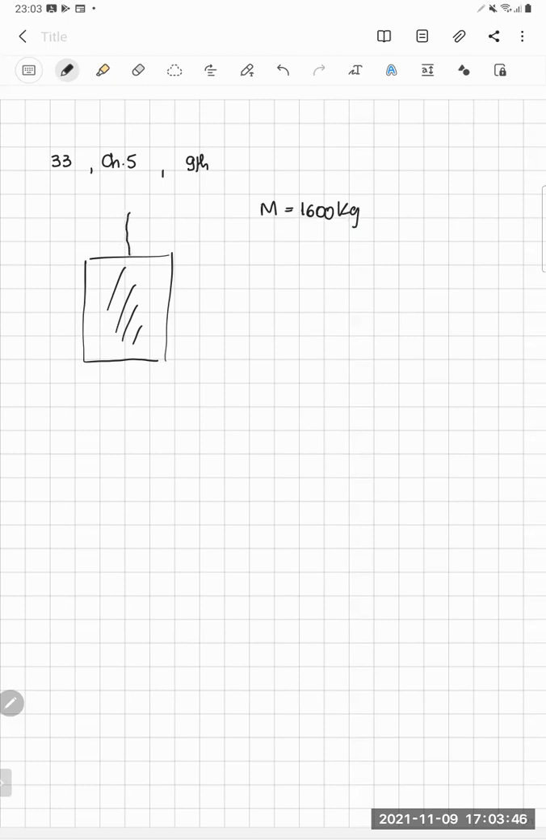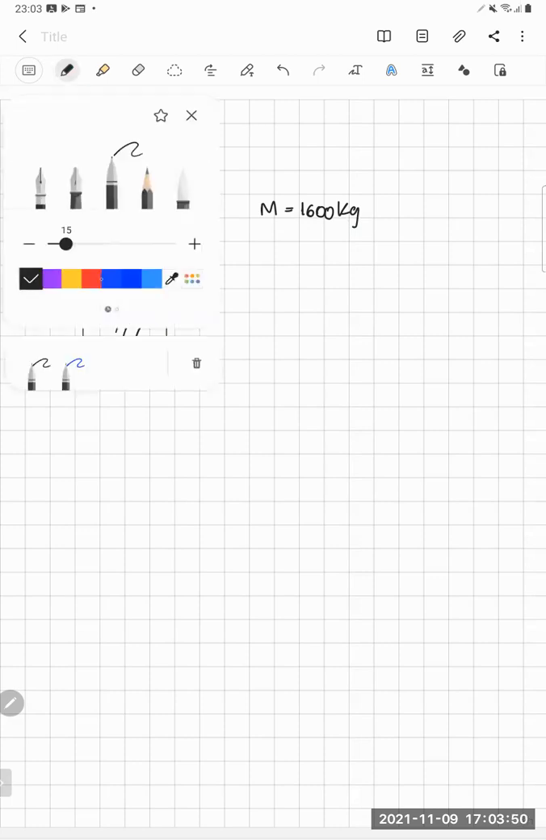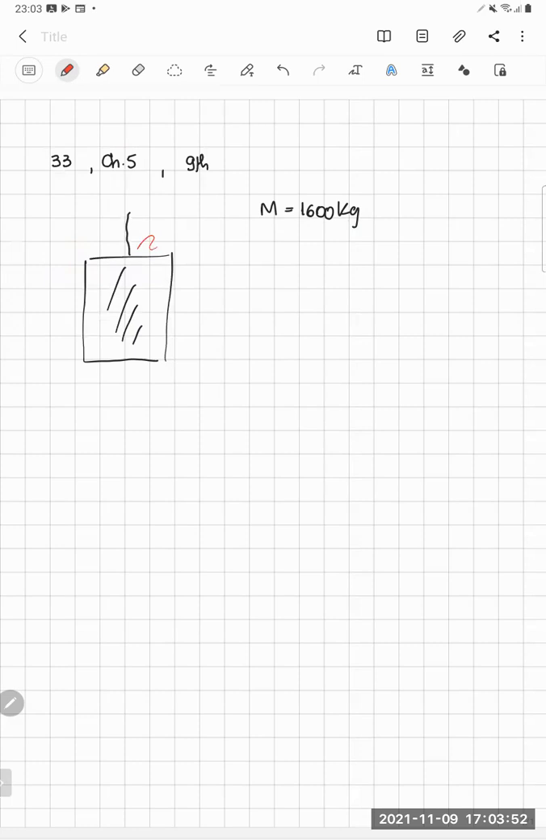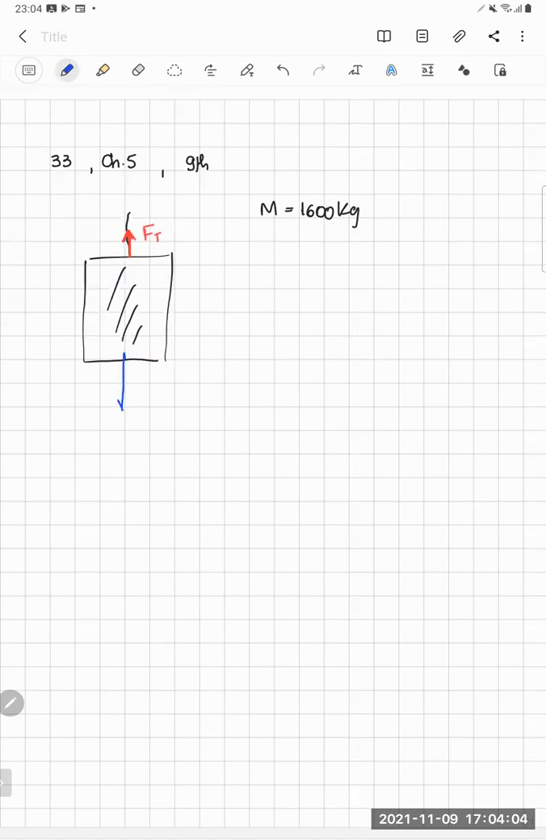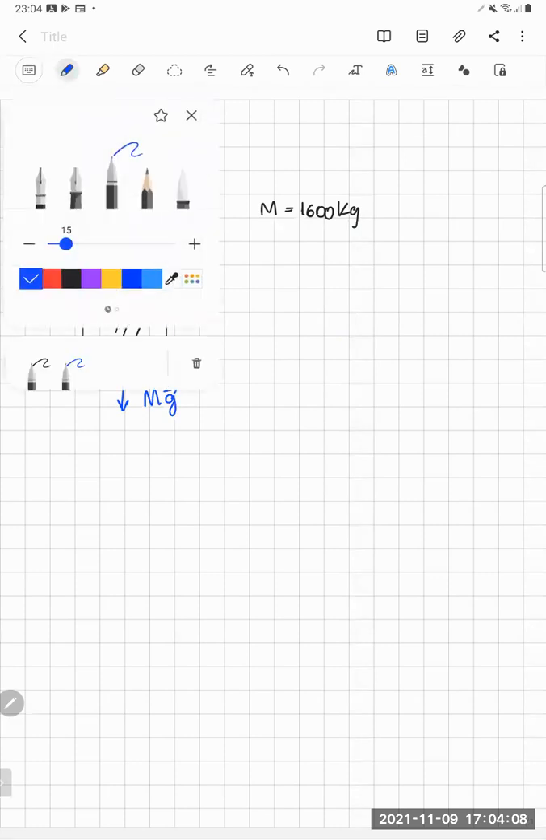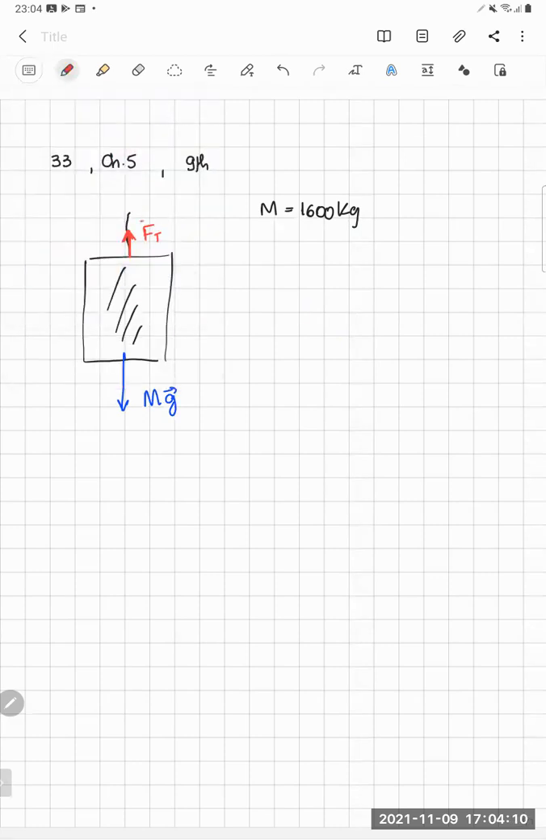We want to know what is the tension force. So let's put the forces that we have on this elevator, together with its load. Along the cable, we have the tension force holding it. And as always, we have the gravitational force, mg. Let me indicate that these are vectors. These are the only two forces in this problem.